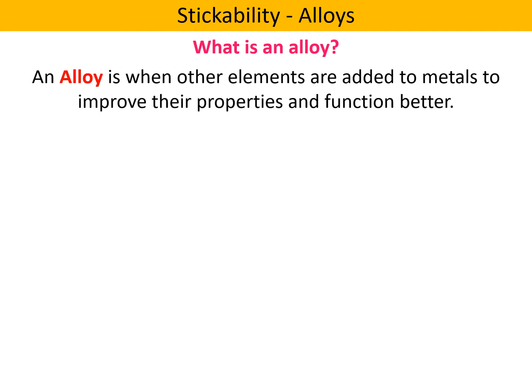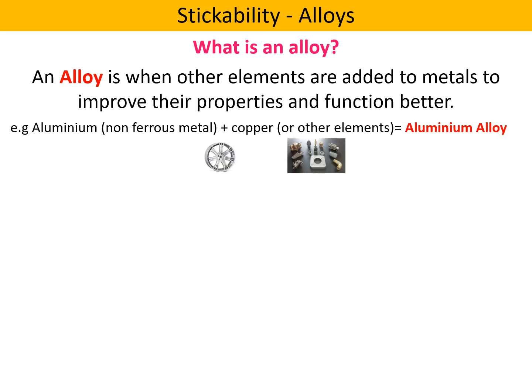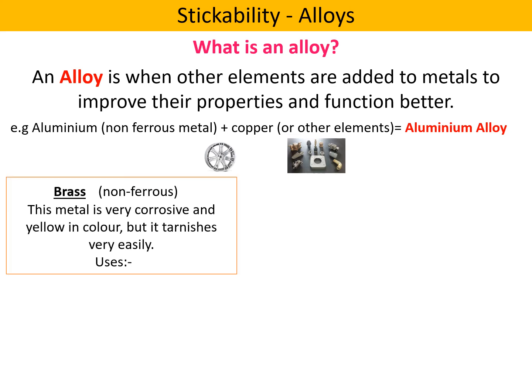Alloys. Alloy is when other elements are added to metals to improve the properties and function. For example, you might combine aluminium with other metals and other elements to create a new one. This is called an alloy.